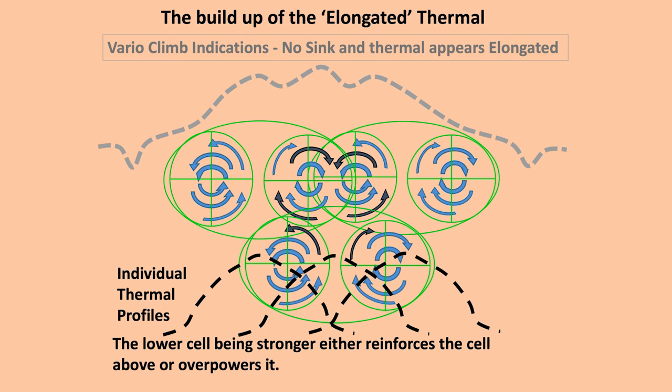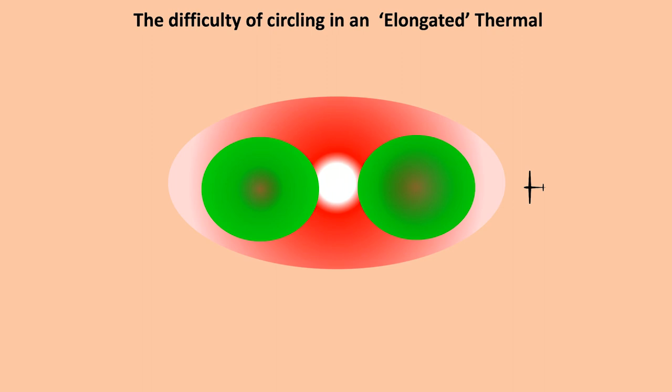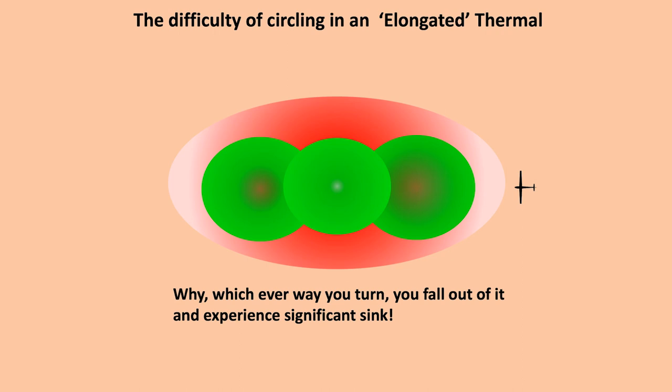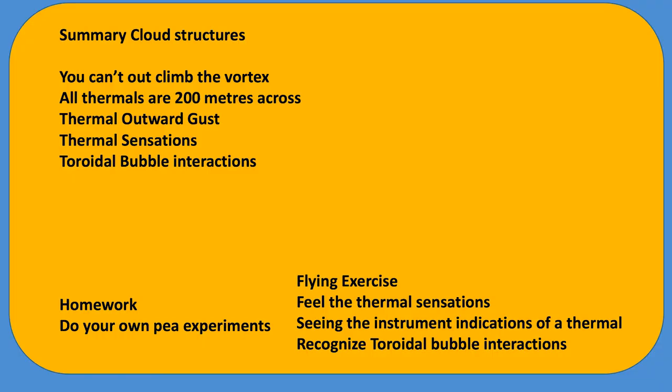The difficulty of circling in the elongated thermal, then. Here's this very strong cell, and again it's the same deal. Whichever way you turn now, you fall out of it and you experience significant sink. Summary then of cloud structures. You can't outclimb the vortex. All thermals are 200 meters across. The thermal outward gust, thermal sensations, and toroidal bubble interactions.